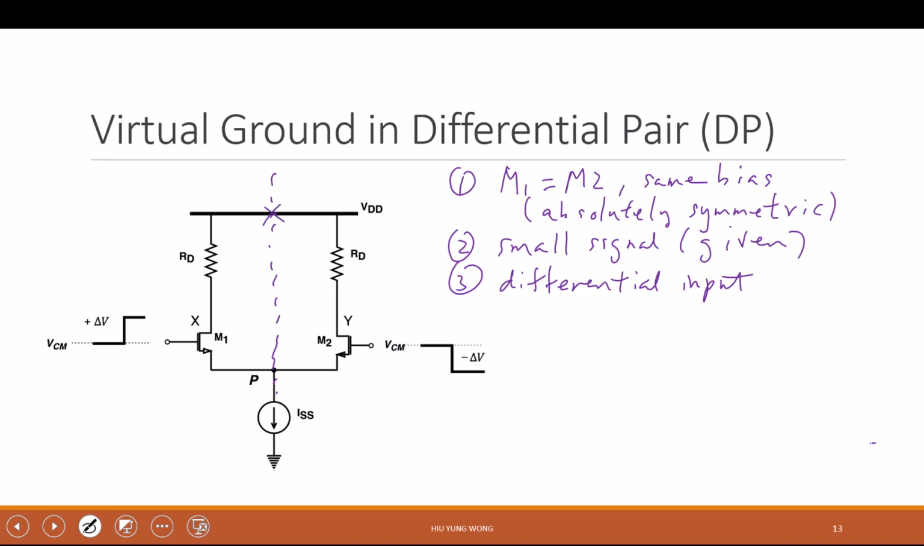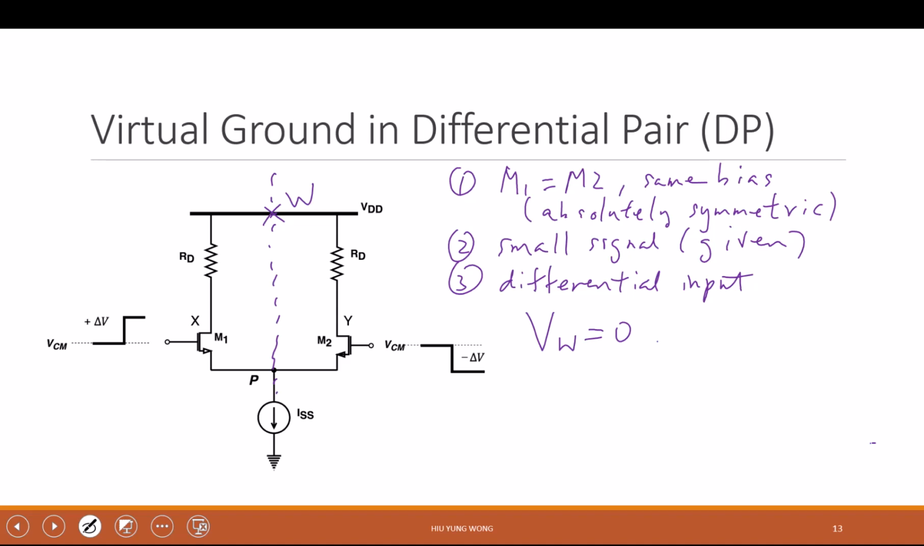If I call this, how about call it W? VW equal to 0. Is that a big deal? I discovered VW equal to 0. Even before that, you know it is 0, right? Because it is VDD. We are doing small signal, which is AC ground anyway.